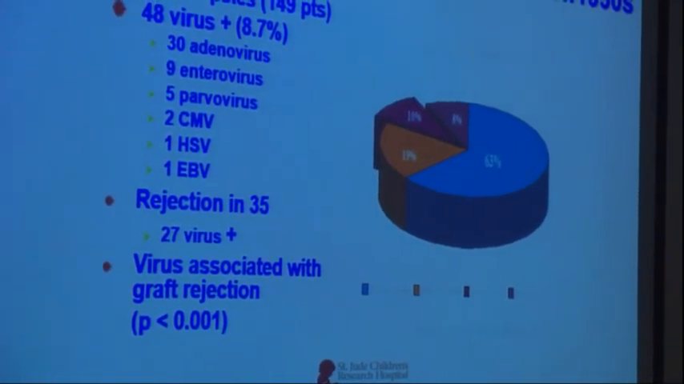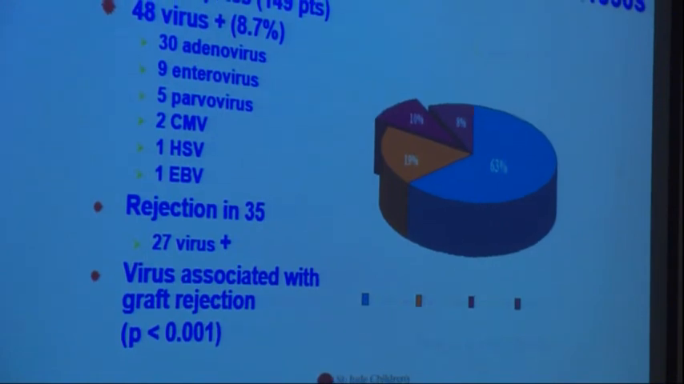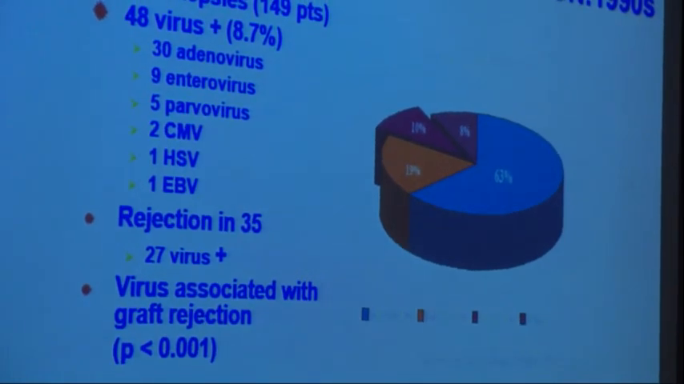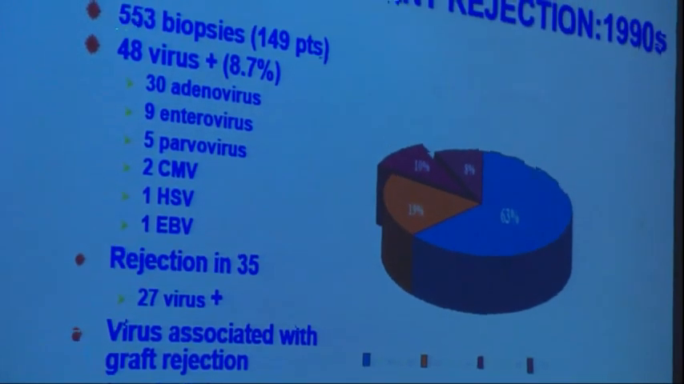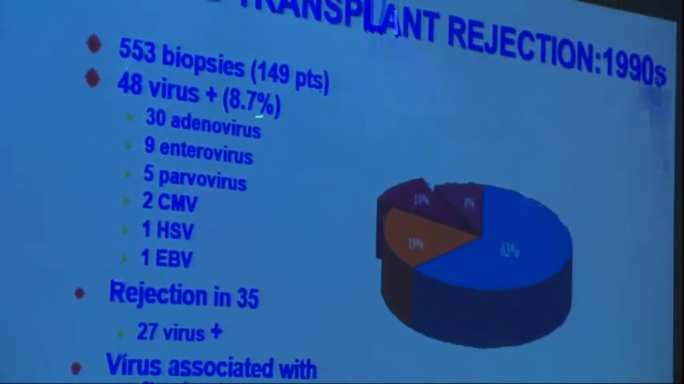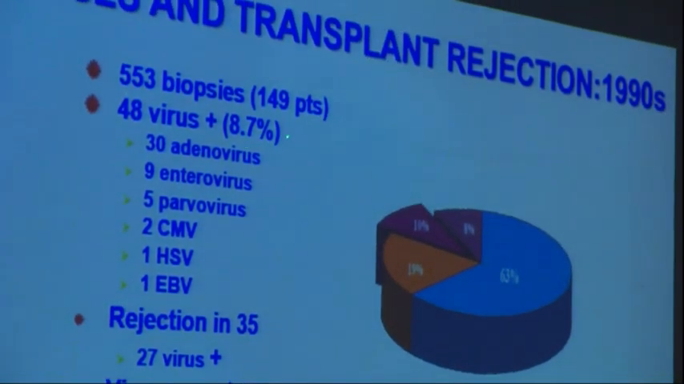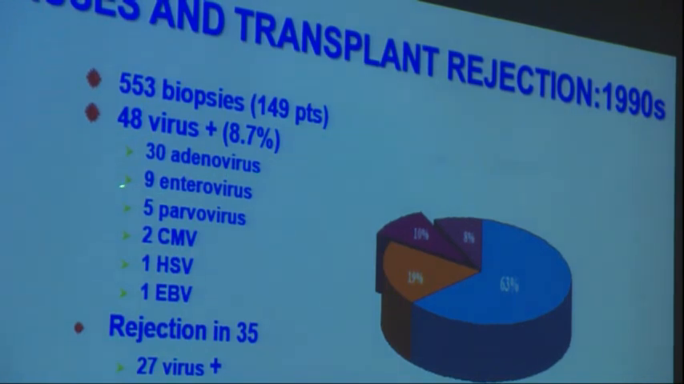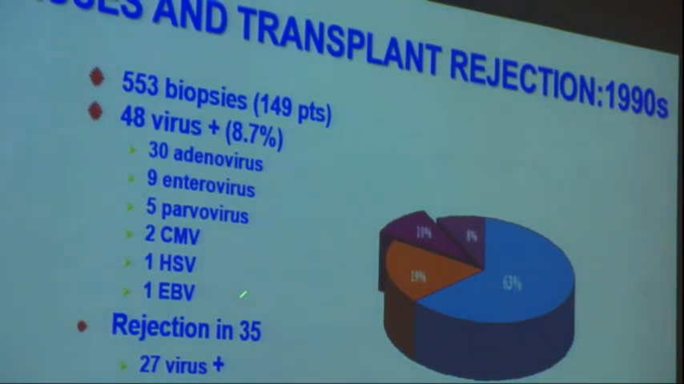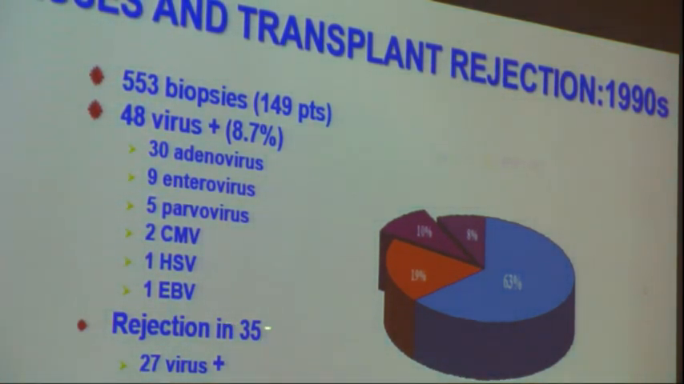At that point, they unblinded the clinical features of these patients and reported it back to us, and then we reported it in the paper. So you could see that 8 or 9% of the biopsies were positive, mostly adenovirus, a little bit of enterovirus, a few parvos. Rejection was in 35 of the 48 positive cases, so not a complete correlation, but pretty reasonable. And then the virus associated with graft rejection, mostly adenovirus.